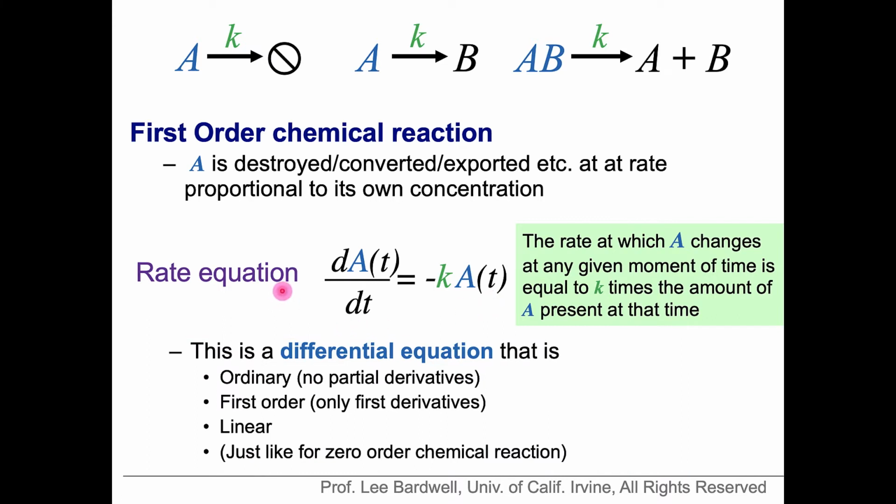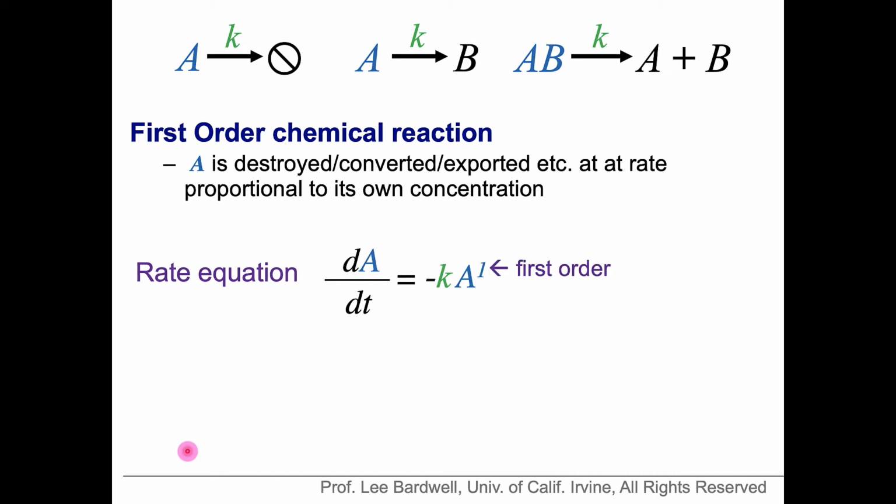This rate equation is a differential equation that is ordinary because it has no partial derivatives. It's first order because it has only first derivatives, no second derivatives, etc. And it's linear. These are the same 3 properties that the differential equation for the zero-order chemical reaction had. Another way to write the rate equation is dA/dt equals negative kA to the 1, and again, that's just a reminder that we're talking about a first-order chemical reaction.